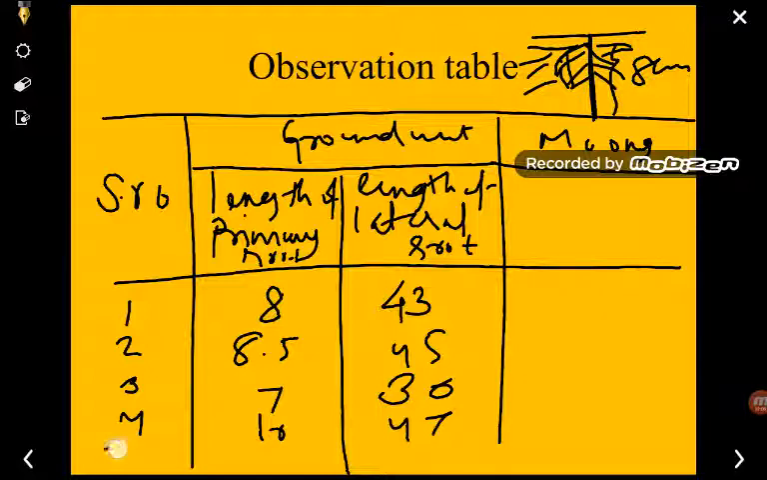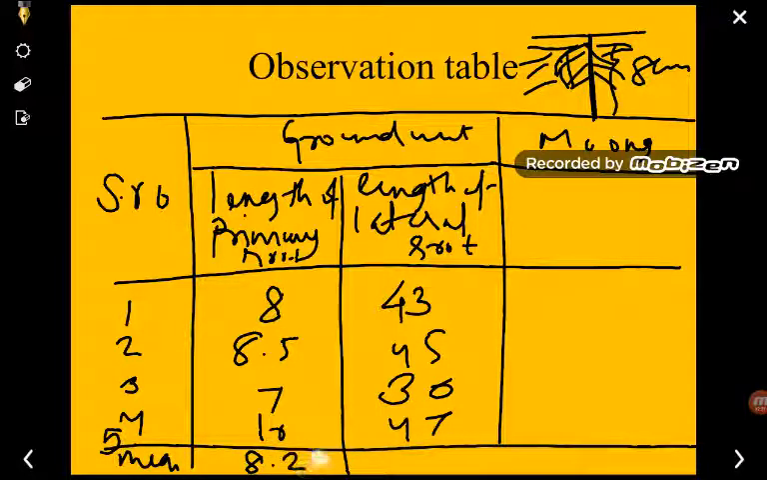So in this way we are going to take at least 5 observations, and we are going to find out the mean. Consider the mean is 8.26, and the total lateral roots divided by the number of observations, that is 155, will give you 43. So we are going to find the mean of the lateral roots as well as the mean of the primary roots. Similarly, we are going to perform the same experiment for the moong.